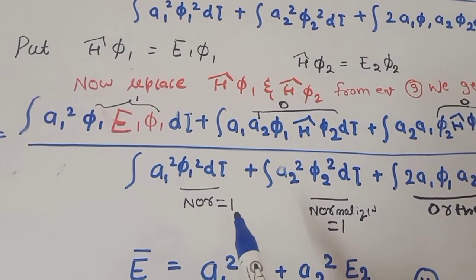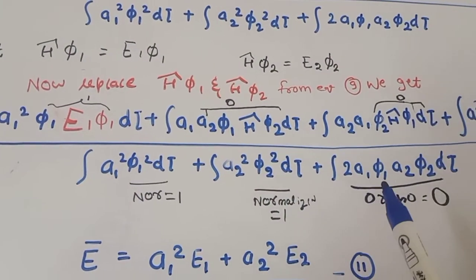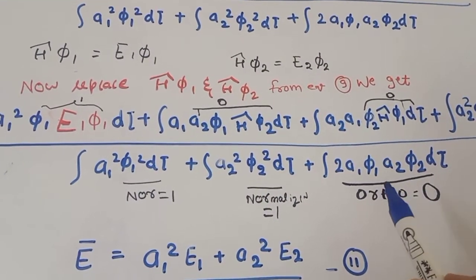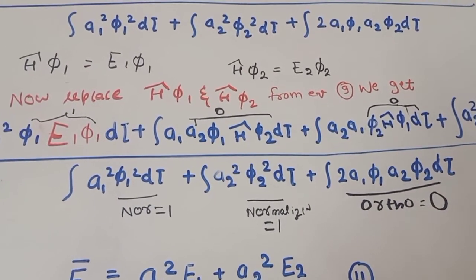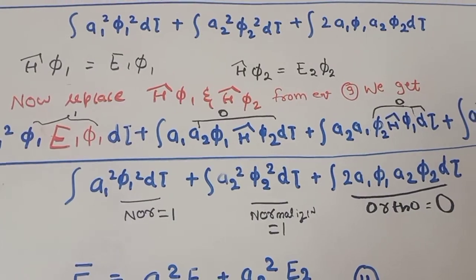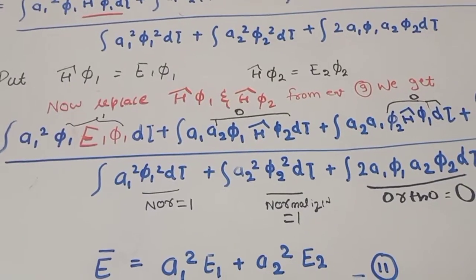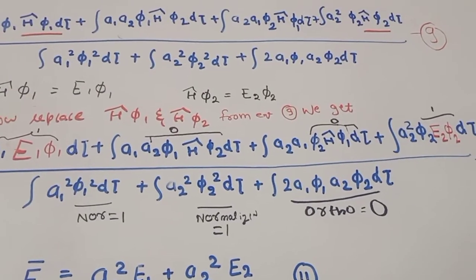So we will put 1 here, and if the different phi 1s are there, we will consider it as orthogonal. So we will put the 0. Now just to check it once here the values. Now let us simplify this equation number 10.